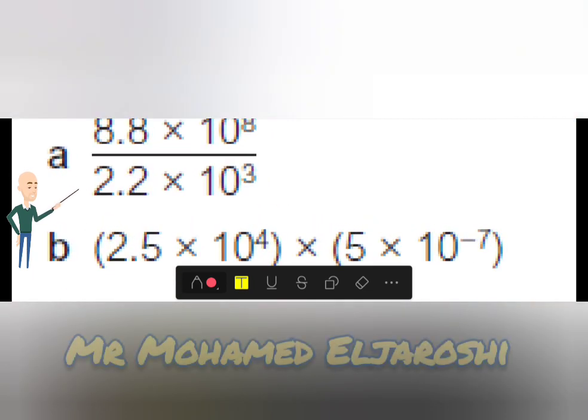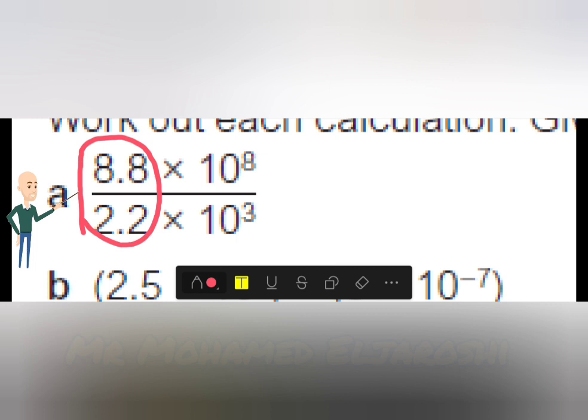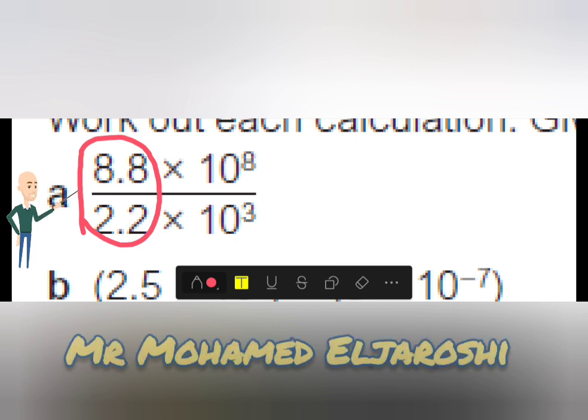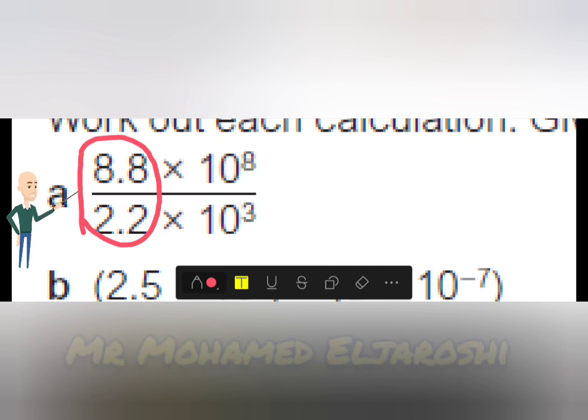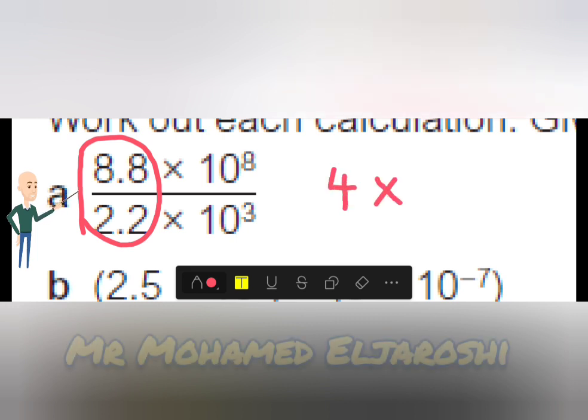First thing you do is what? Take a look at the question here. Because this line is a line of division, I'm going to use these and divide them. So 8.8 divided by 2.2. And the answer? Very good, it's 4. So I'm going to write 4 here. And then multiplied by what?